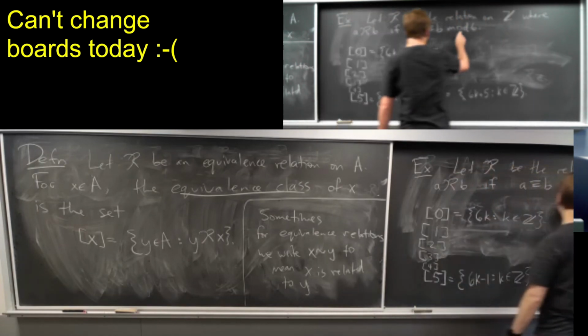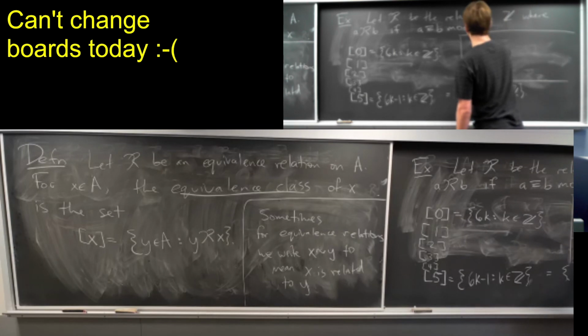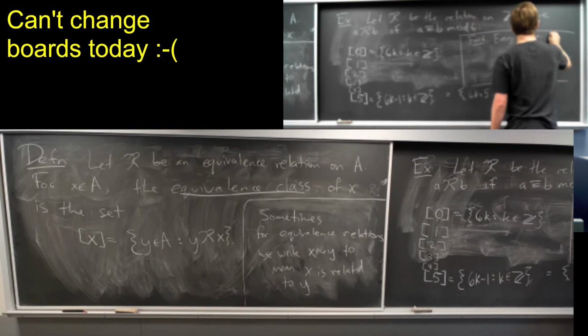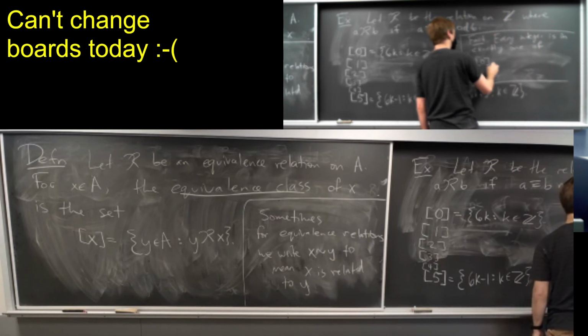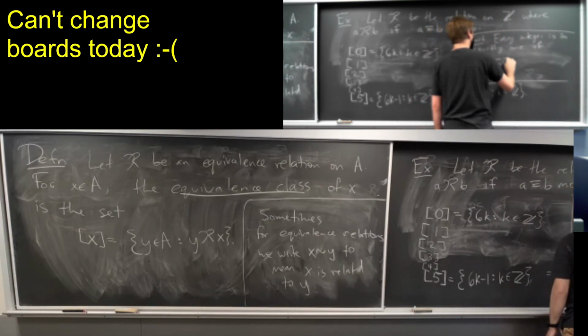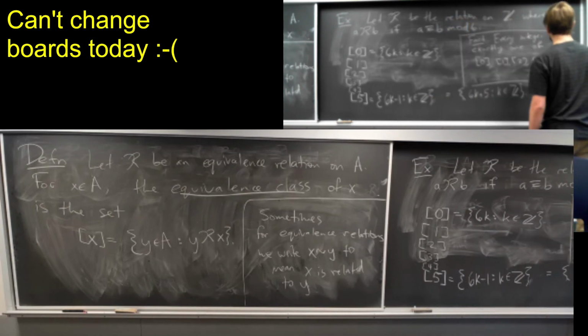So this is a kind of just basic fact here. Every integer is in exactly one of the classes, the equivalence class of 0, 1, 2, 3, 4, or 5.